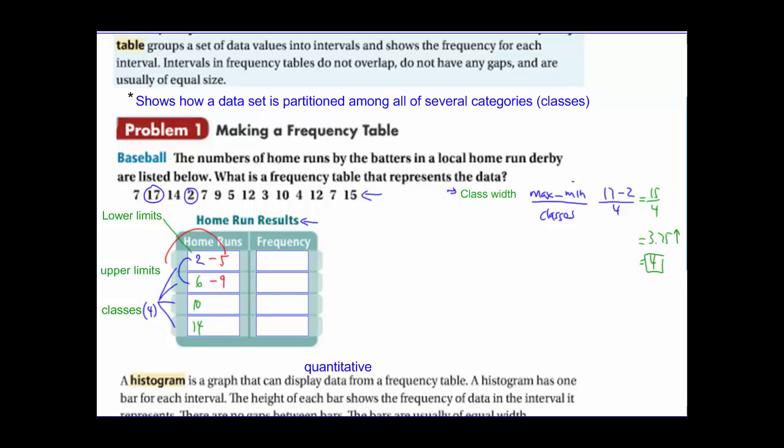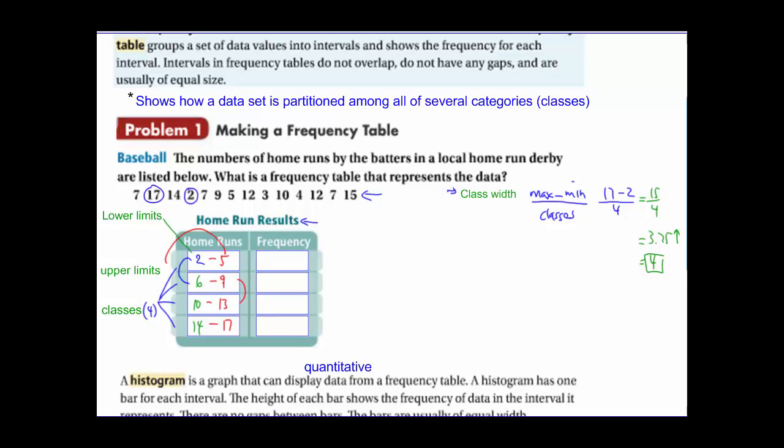So once we found 5 as the upper limit for the first class, we can add 4. 5 plus 4 gives us 9. 9 plus 4 gives us 13. And then 13 plus 4 gives us 17. So we have 4 classes: 2 to 5 home runs, 6 to 9 home runs, 10 to 13 home runs, and 14 to 17 home runs.